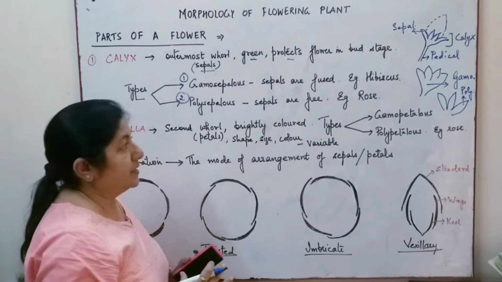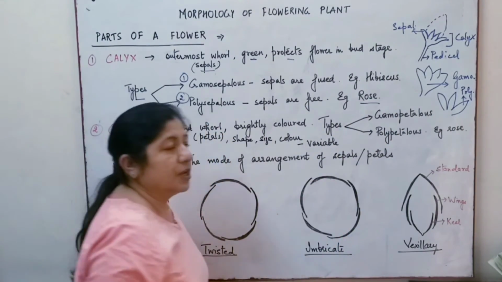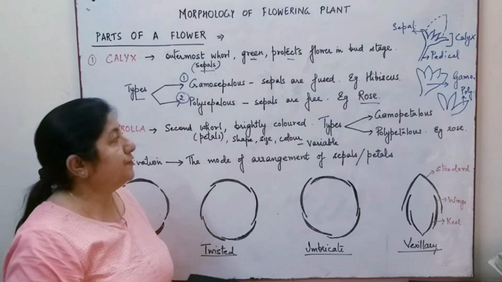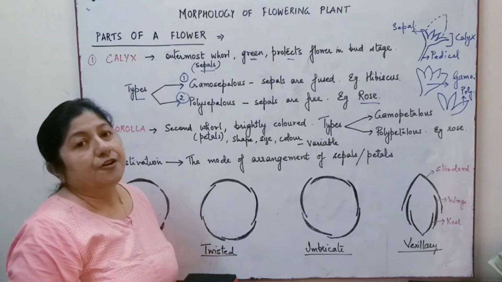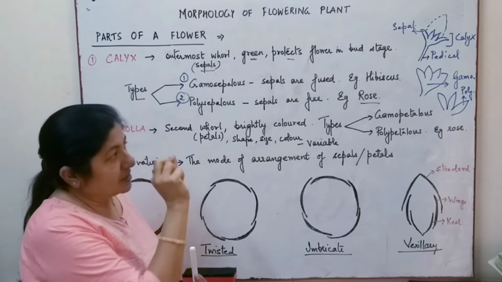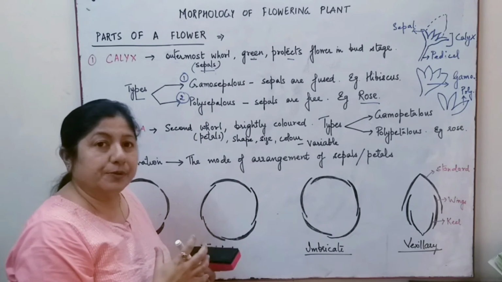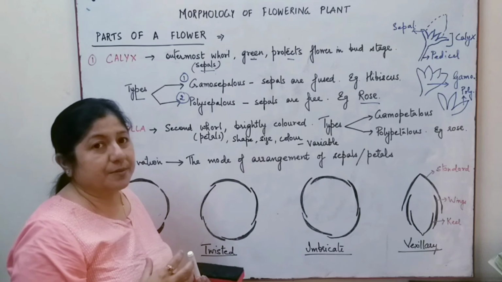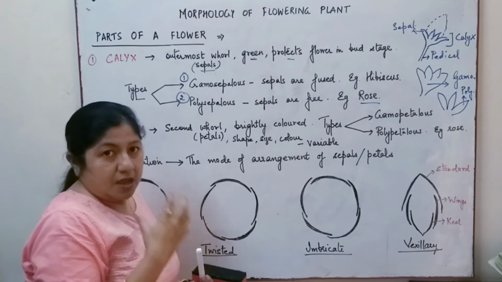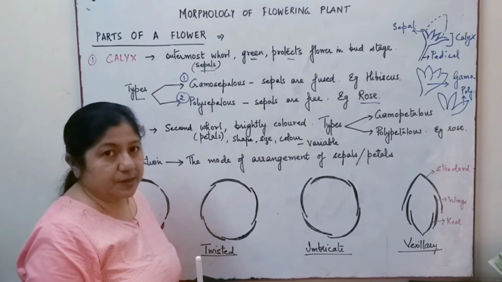Gamosepalous and polysepalous conditions are very common, and polysepalous is seen in the rose. So if you observe a rose flower very carefully, you will find that the sepals are free. They are just held at one place, but the sepals are free. Gamosepalous will have the sepals united. Example is hibiscus. So observing these flowers will let us understand better what is meant by gamosepalous and what is polysepalous condition.